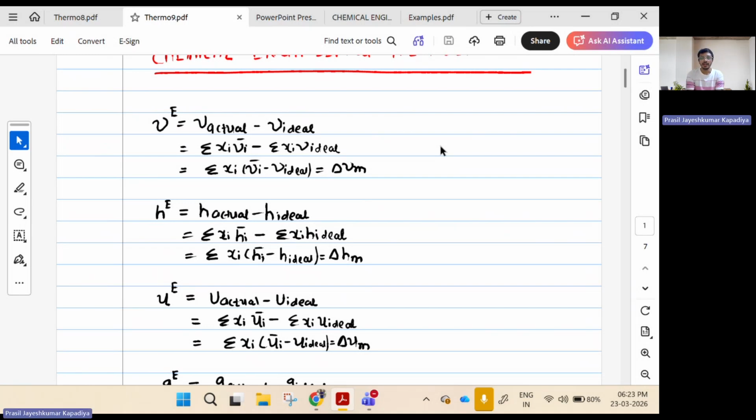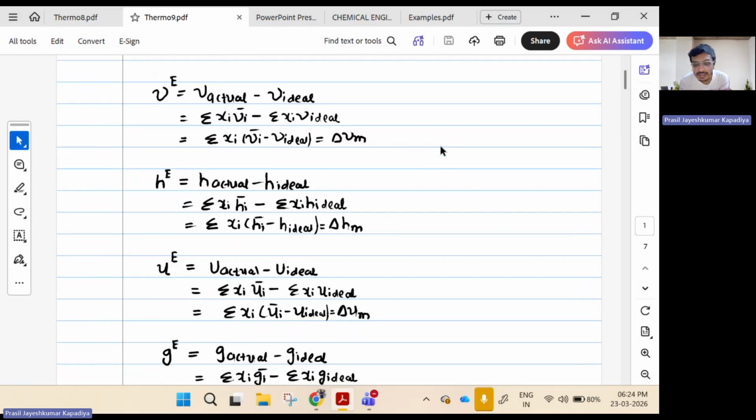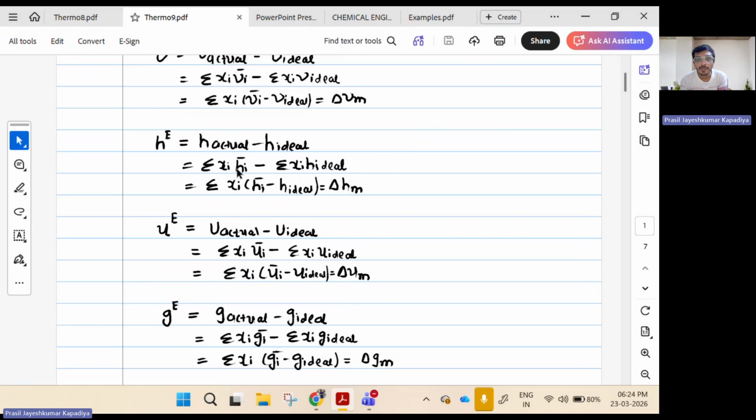Okay, similarly in case of excess enthalpy, that is H actual minus H ideal. H actual is given as summation of Xi Hi bar, minus the ideal term. So I find that summation of Xi Hi bar minus H ideal is equal to delta H mixing, the enthalpy of mixing. It can be absorbing or it can be releasing heat.